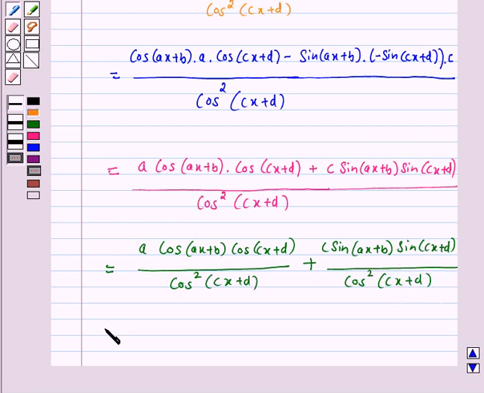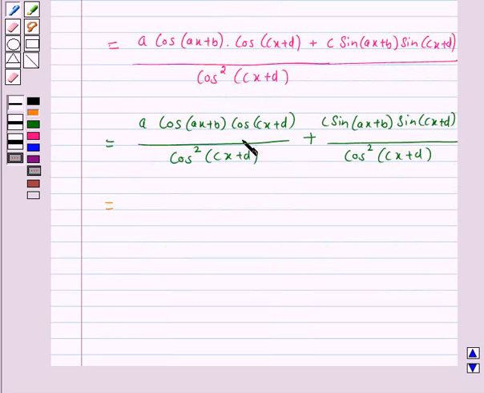So this is equal to a cos ax plus b. Now 1 over cos theta is secant theta, so we have secant cx plus d plus c sine ax plus b. Now sine theta upon cos theta is tan theta, and 1 over cos theta is secant theta. So this is tan cx plus d into secant cx plus d.